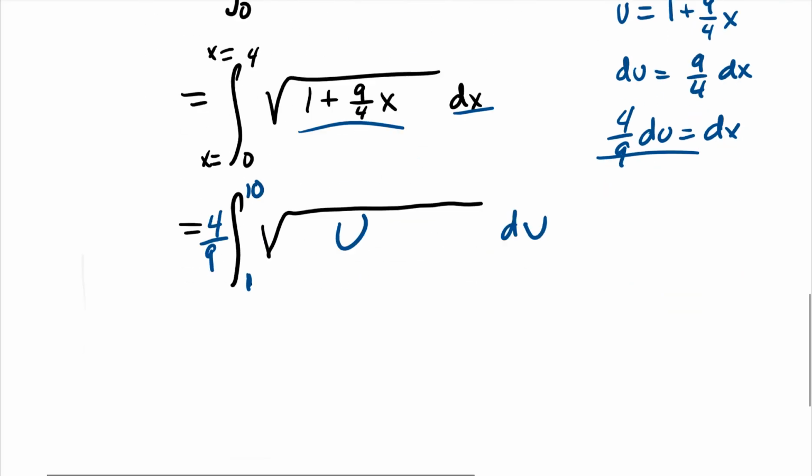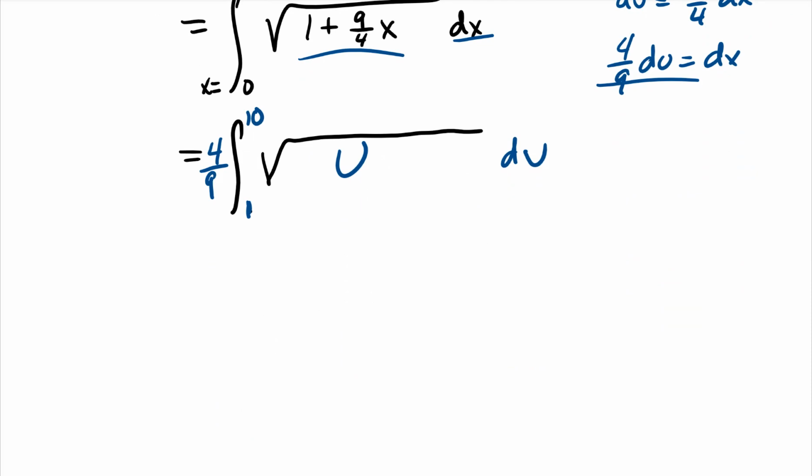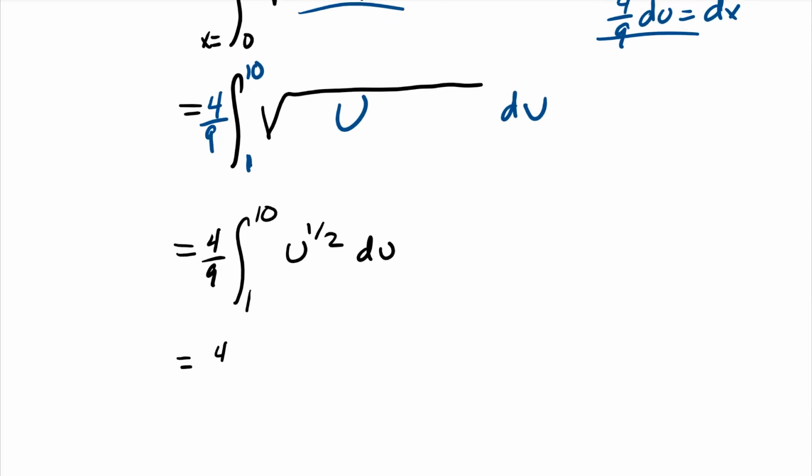There we go. And now we're ready to go. We no longer have to go back into terms of x's. We can stay in terms of u. So this is u to the 1 half power du. So let's add 1 to that exponent. We get u to the 3 halves. And now let's multiply by its reciprocal. And then we're going to take our integral from 1 to 10.